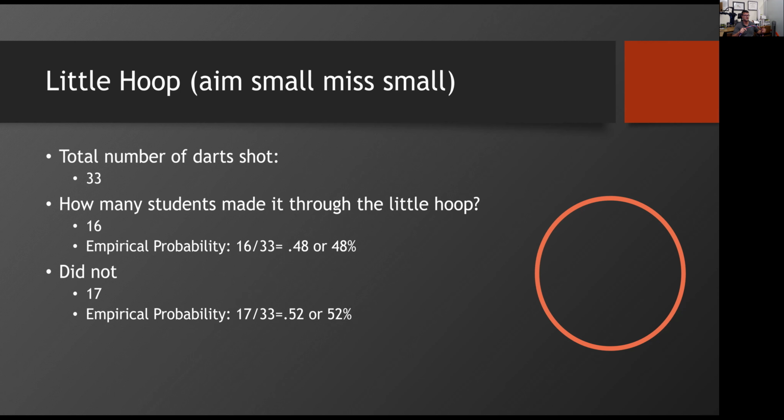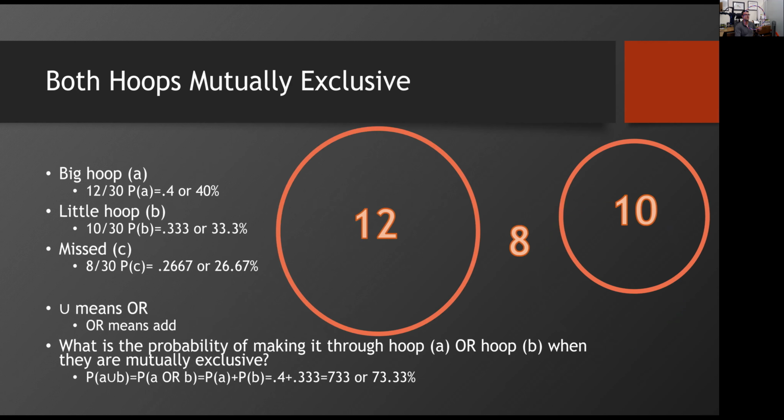And then if we are considering how many students did not make it through the little hula hoop as the successes, so 17 out of 33, once again, number of successes divided by number of trials, is the empirical probability of an individual not making it through the hula hoop. So that's 52% is your probability, or 0.52 is your probability of not making it through the little hula hoop. And so we're just calculating the empirical probability there.